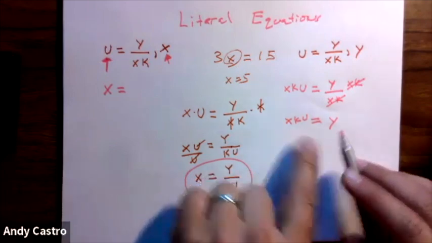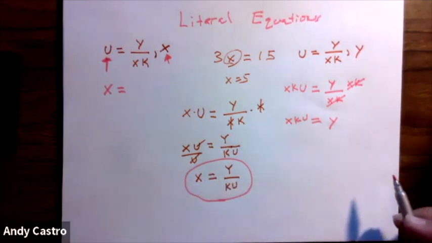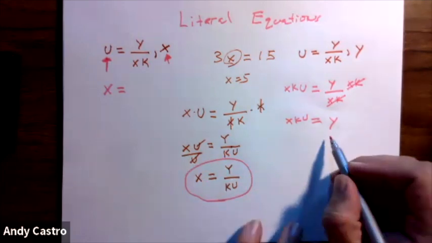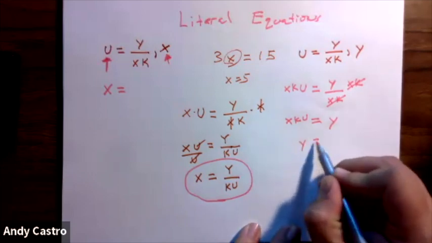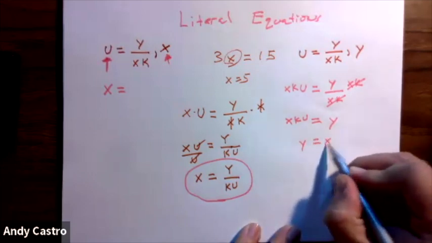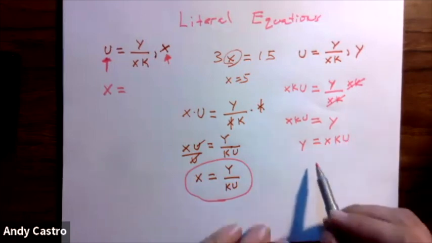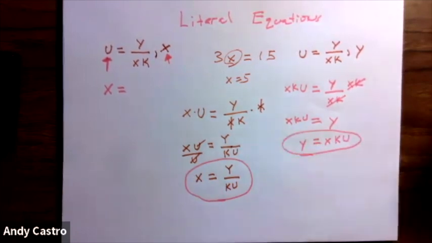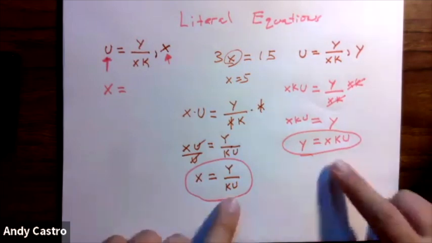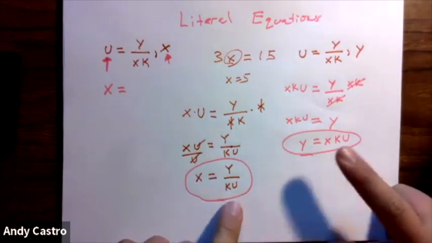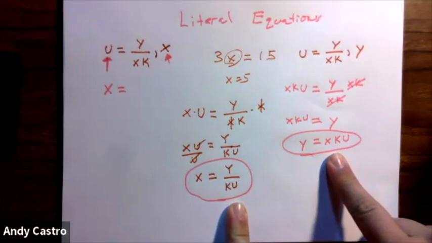And because of the, not transitive, but I think it's the reflexive property. Either way, I can switch both sides of the equation. All right, so there you have it. Y is equal to x times k times u. Okay, these are called literal equations.